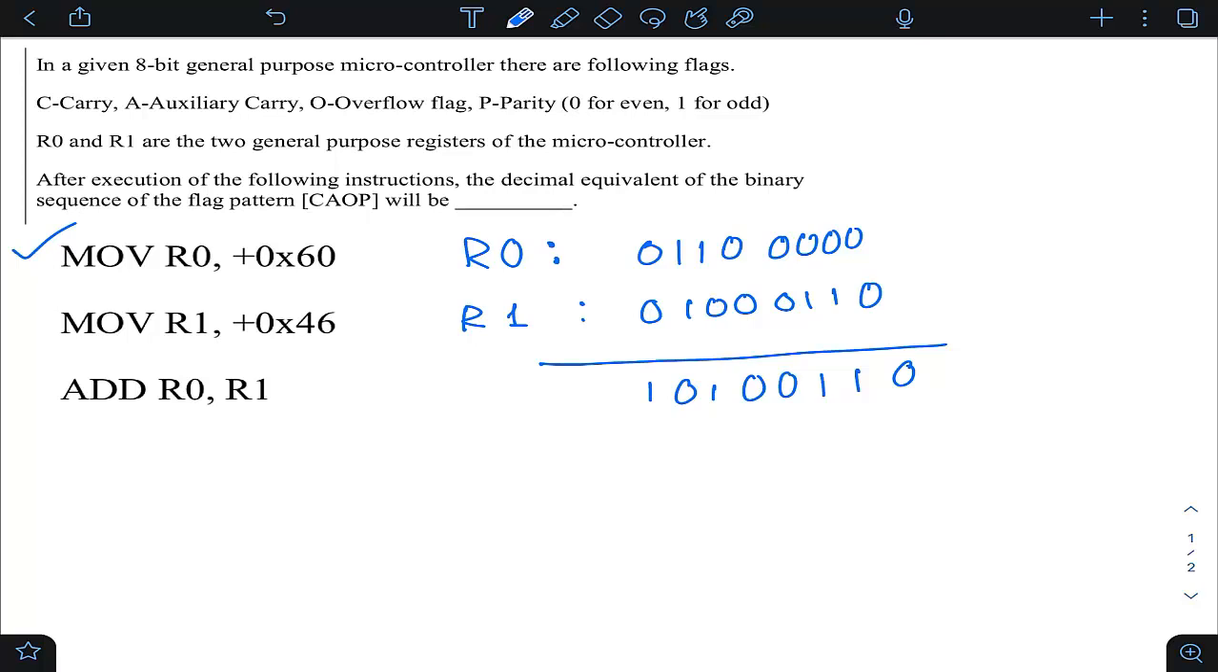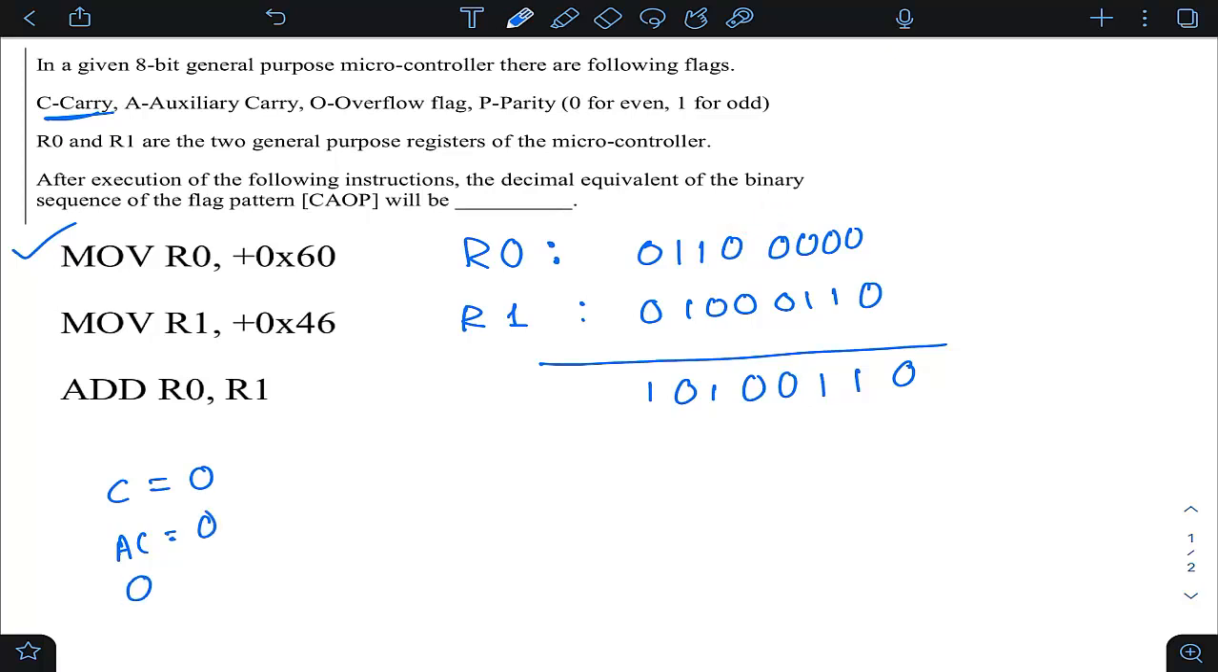Now let us see what is the status of all these flag bits. C for carry. Are you getting any final carry? Is there any carry being generated here? It's not. So definitely your carry flag is 0. What about the auxiliary carry flag? Are you getting any carry from this bit to this bit? No. So the auxiliary carry flag is 0.